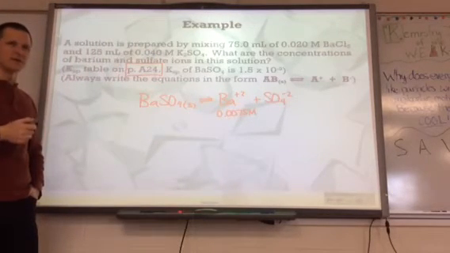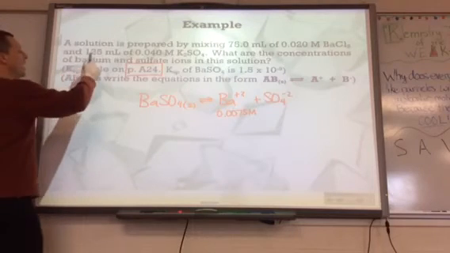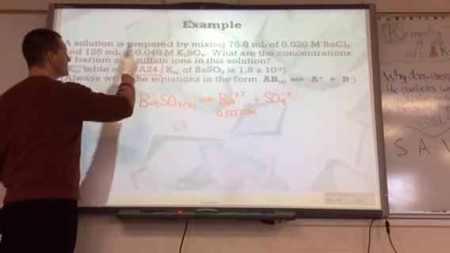What about the sulfate? Same thing with the sulfate. It gets diluted. 125 times 0.04 divided by 200.